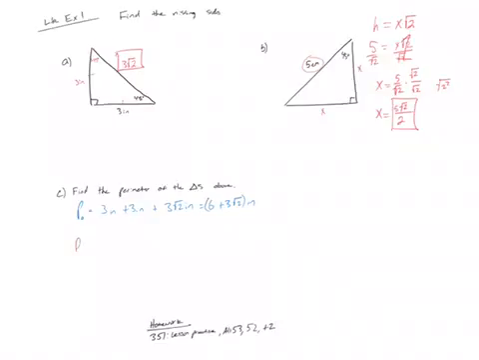And then the perimeter of B would just be 5 square roots of 2 over 2 plus 5 square roots of 2 over 2 plus 5. These two together would be 10 square roots of 2 over 2, which would just be 5 square roots of 2. 5 square roots of 2 plus 5, and that's centimeters. So those are your two answers.